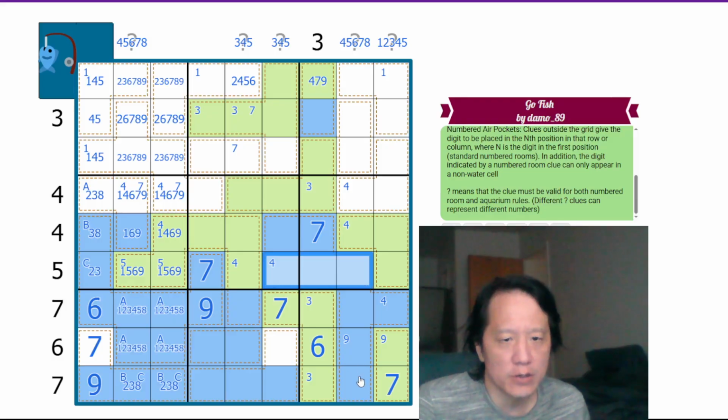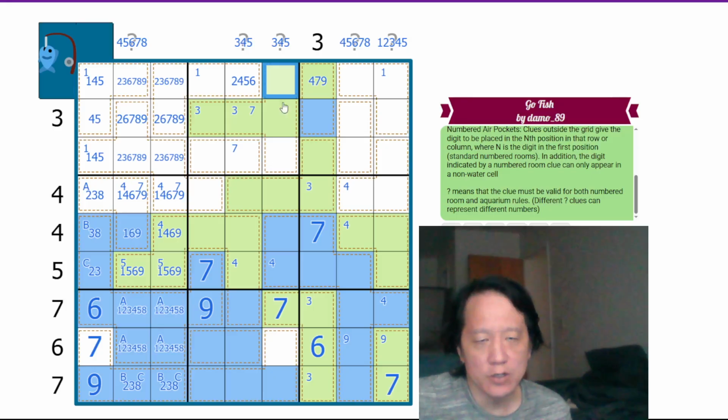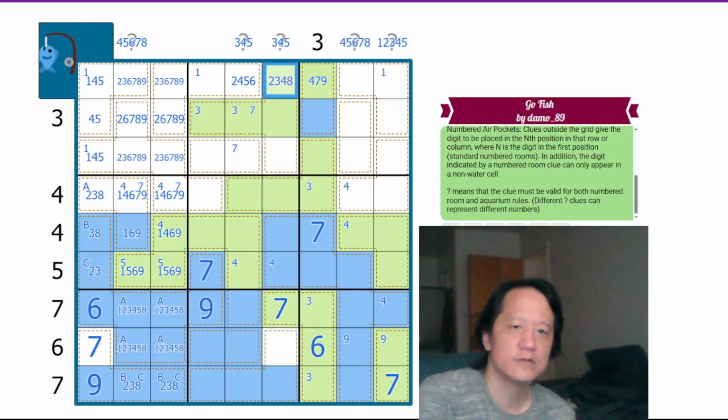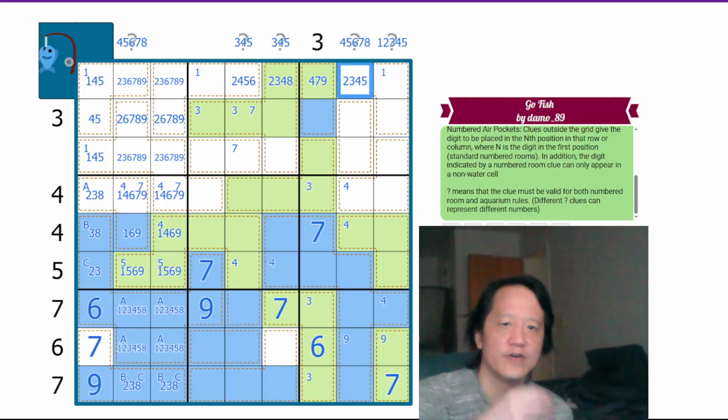C can't be here and can't be here, so C could be any of these 4. Where can this digit be? It can be in 2, 3, 4, or 8. So this is 2, 3, 4, or 8. Where can this be? It cannot be in 6, 7, 8, and 9. So it has to be 2, 3, 4, 5 there.